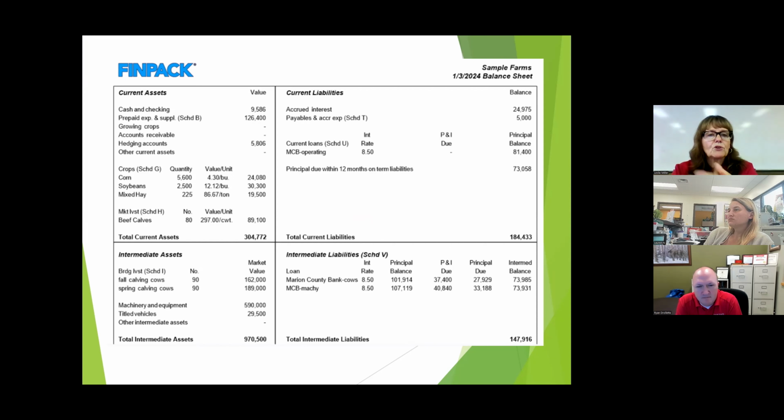Intermediate assets, if I look at those, you can see that the intermediate assets are $970,500. And the debt against those assets is only $147,916. So that's a really good intermediate position. And that actually gives us some flexibility if we have to do some refinancing, which as we go through the cash flow with the prices we've got right now, you'll see that might be a possibility for this operation. But I look at that and I realize there's room to do something if I need to do it with this operation.